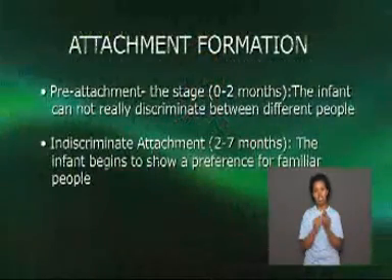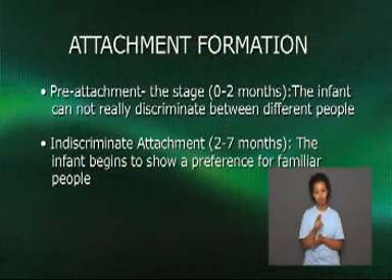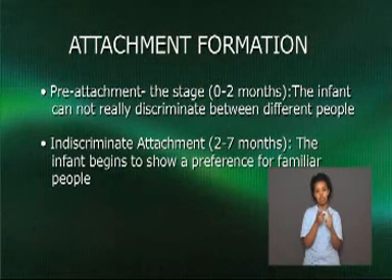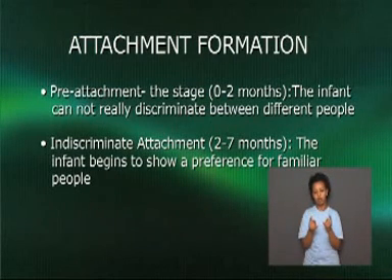Attachment formation is commonly found in humans. It involves the formation of a strong emotional bond between an infant and its primary caregiver. It consists of 3 stages. Pre-attachment is the first stage that lasts for the first 2 months of life. It is the stage where the infant cannot really discriminate between different people.